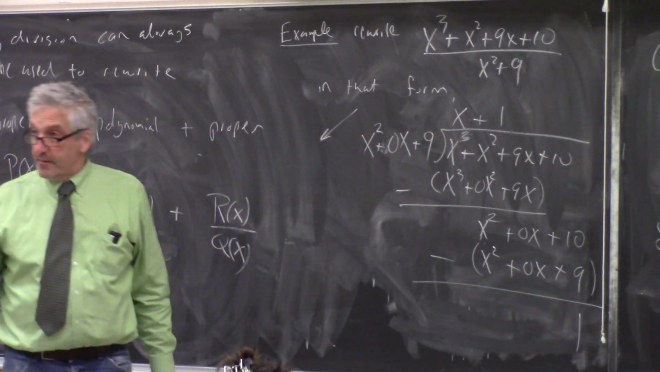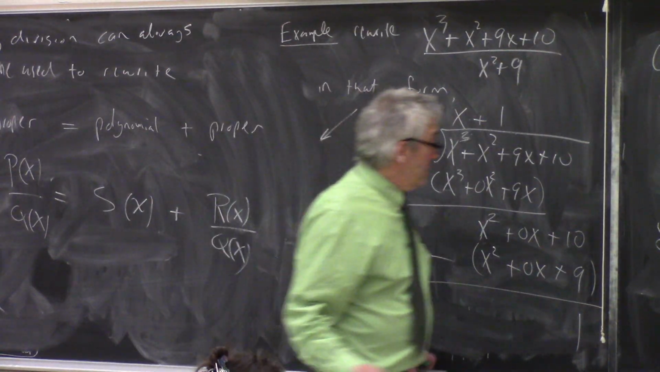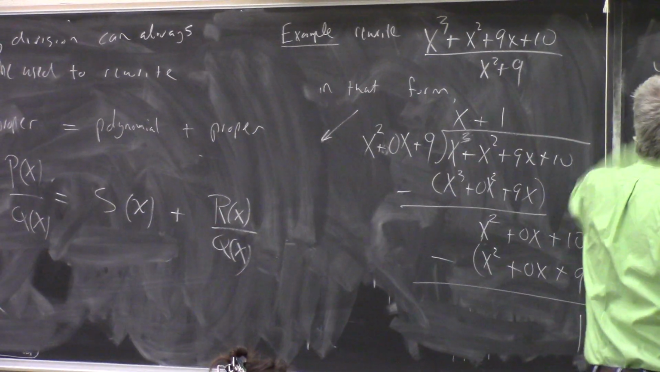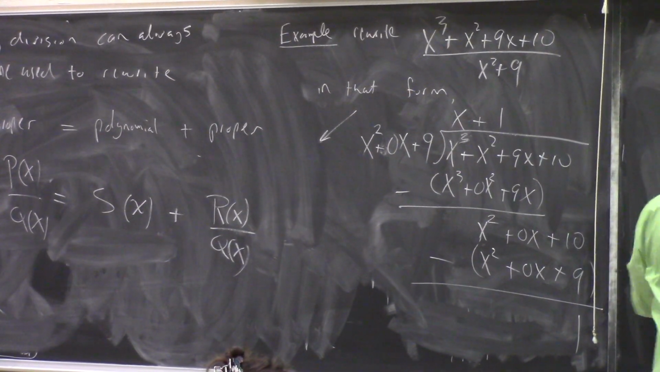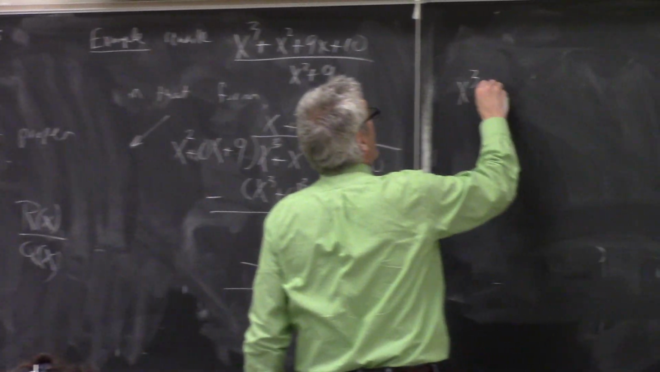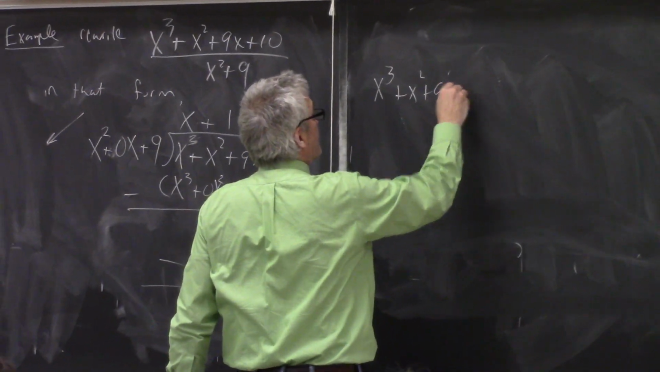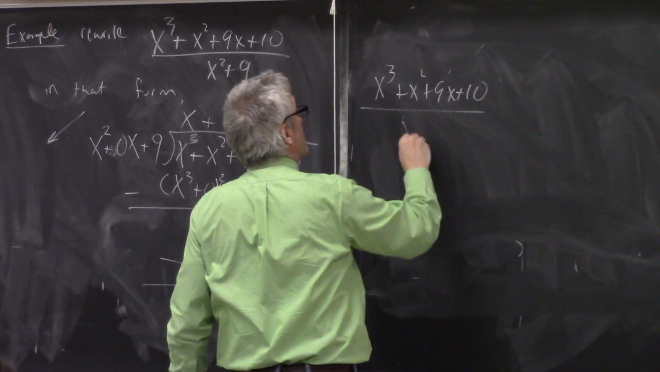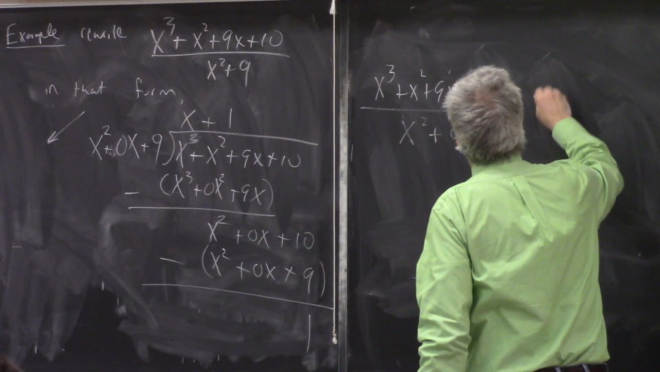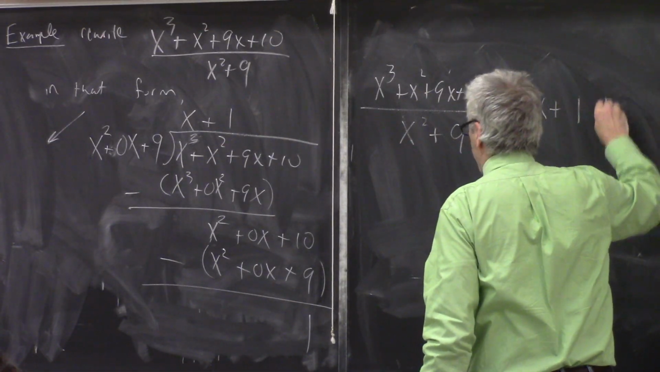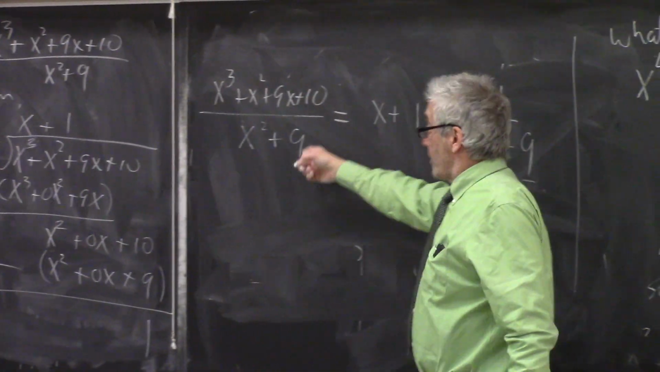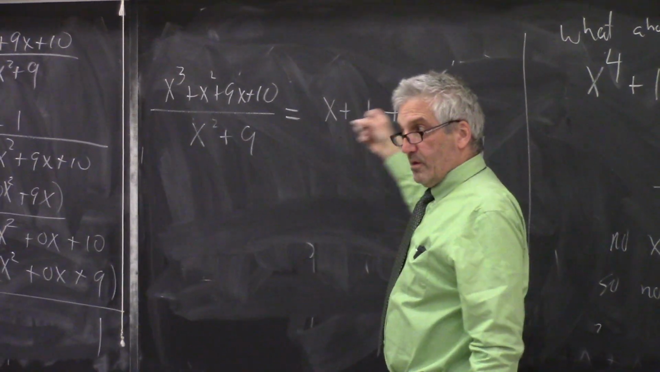Well, that's your remainder. So the conclusion is that that polynomial, x cubed plus x squared plus 9x plus 10, sorry, that rational function can be written as x plus 1 plus 1 over x squared plus 9. So notice, improper, polynomial, proper.